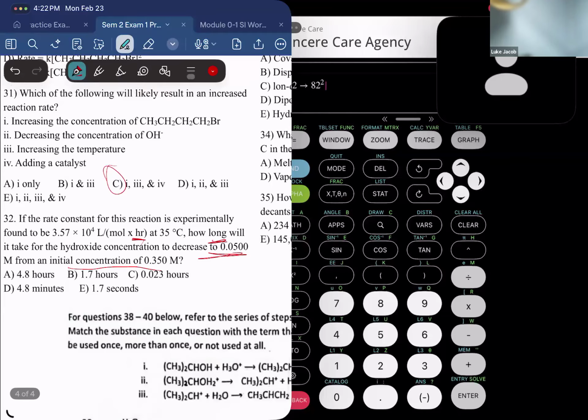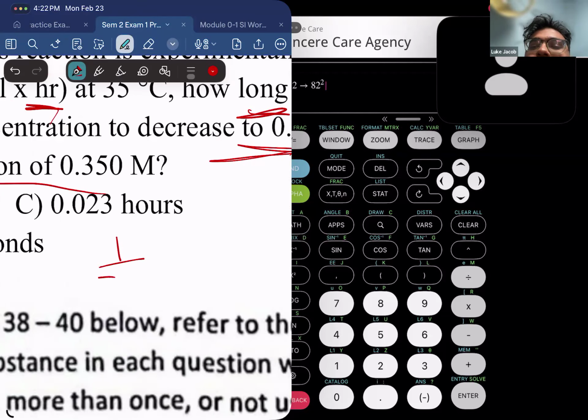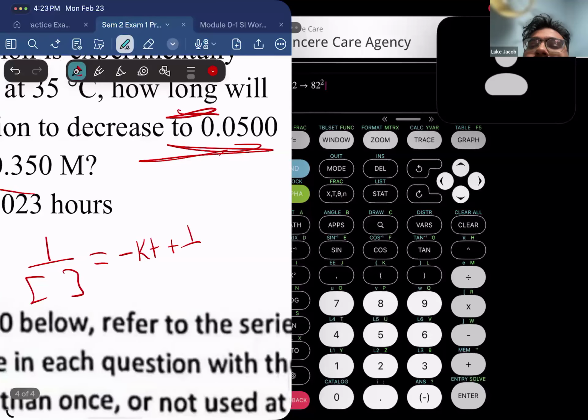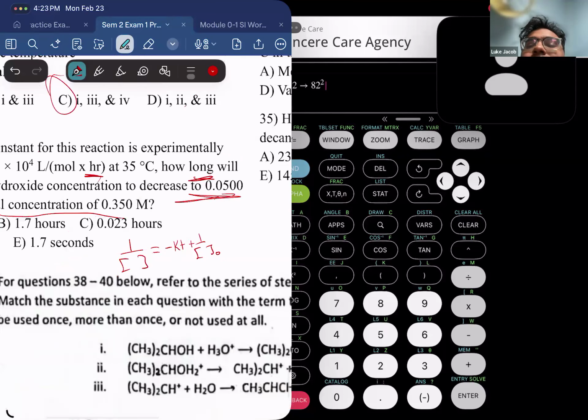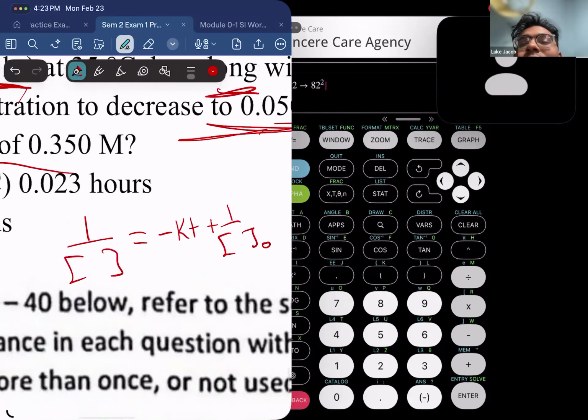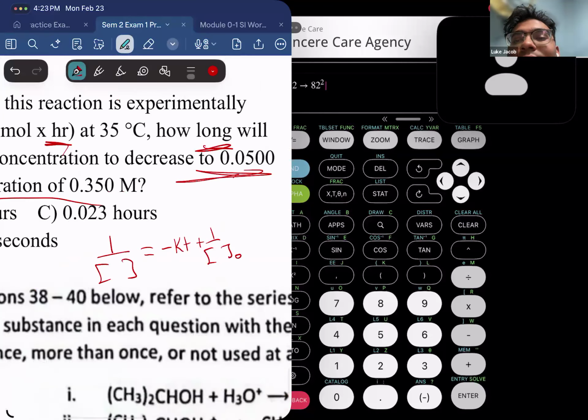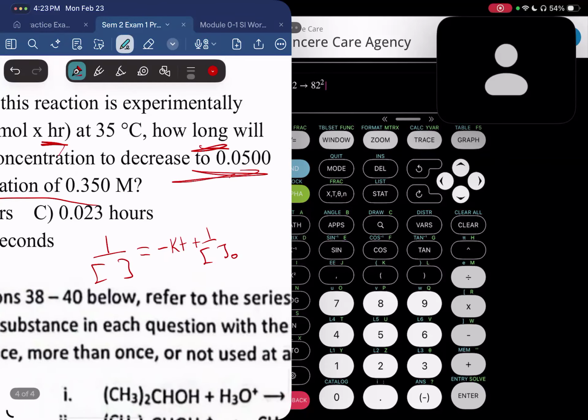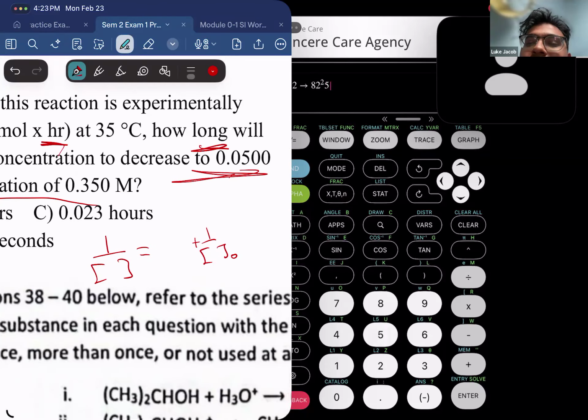So what we need to do is think about the second order equation, and that equation is something here equals negative kt, probably plus 1 over initial, I believe. I mean, it's on the reference table, so I can just triple check. But can anyone verify that this is right, so I don't need to check it? Hello. There's no negative sign for the k. Good. Okay. Thank you for letting me know.